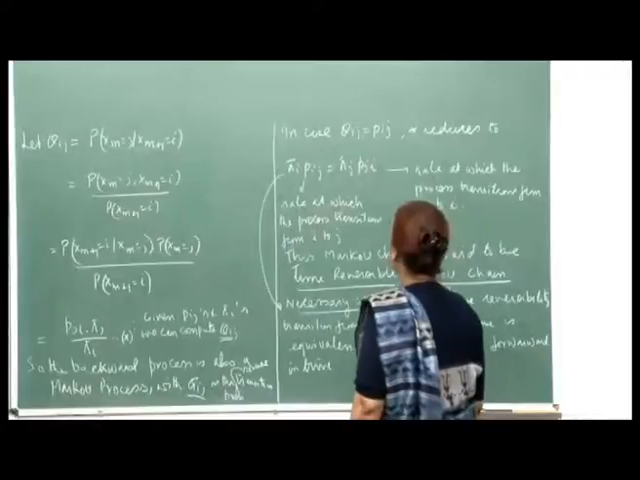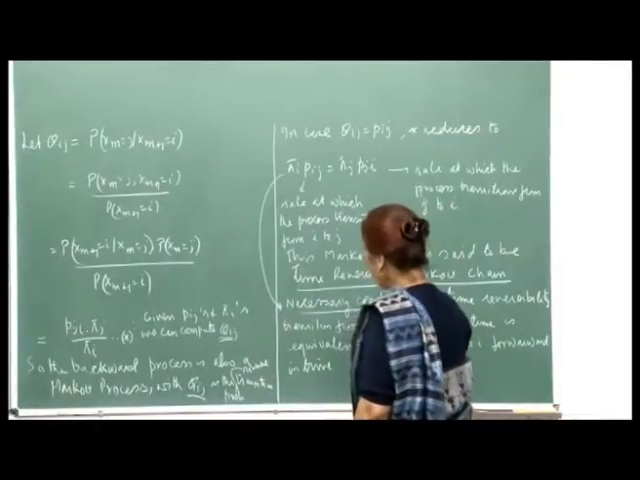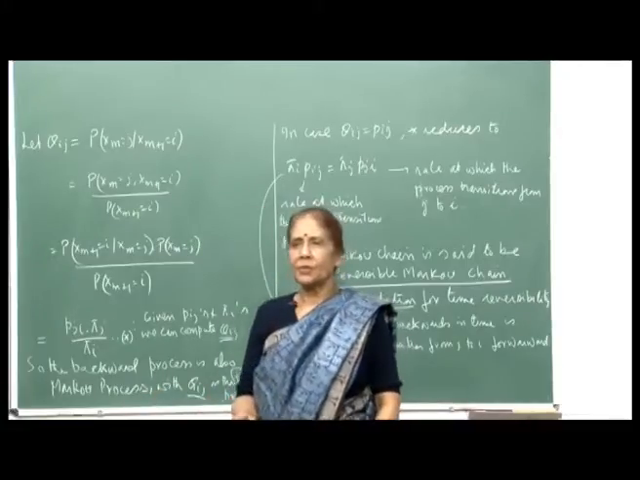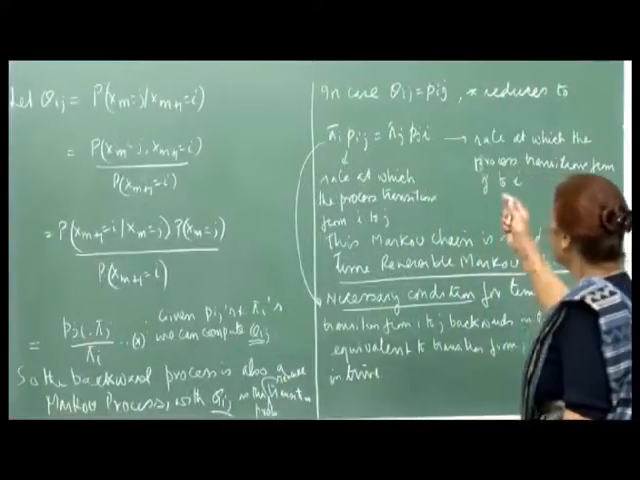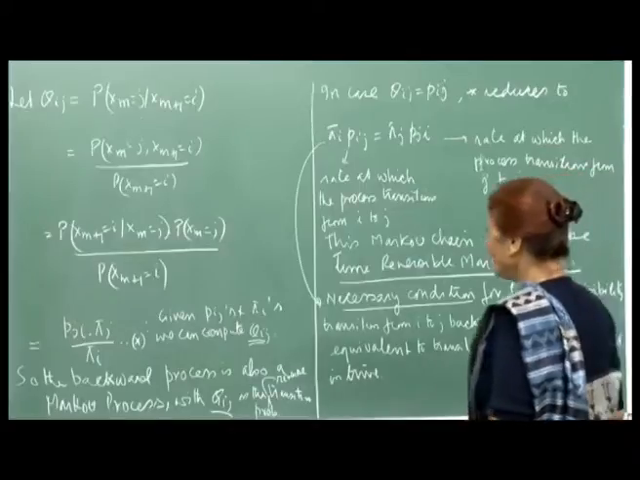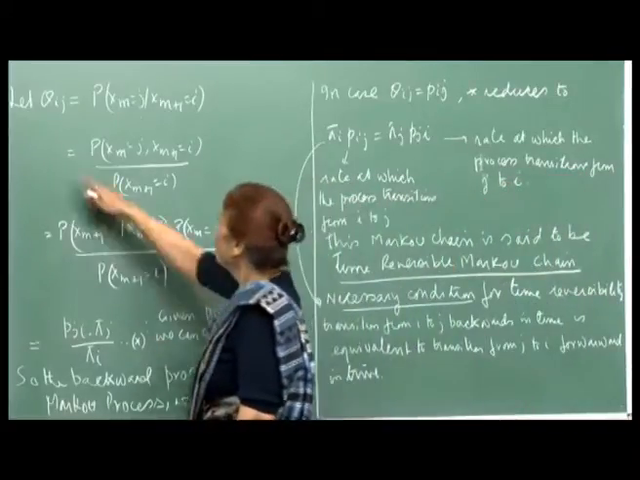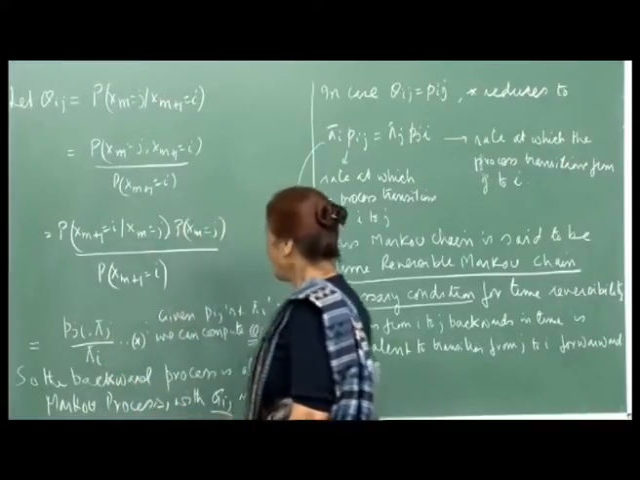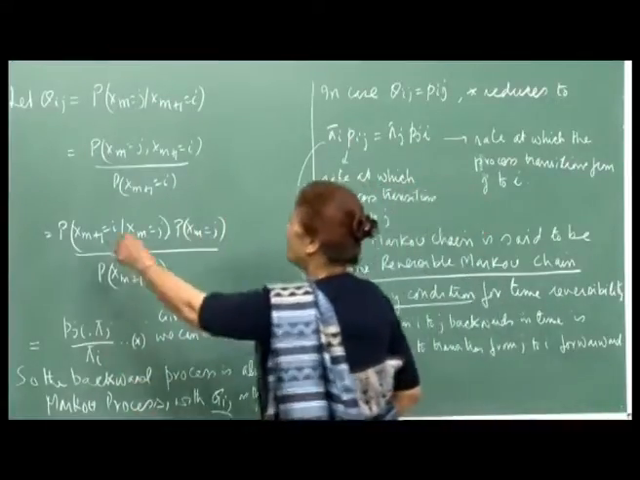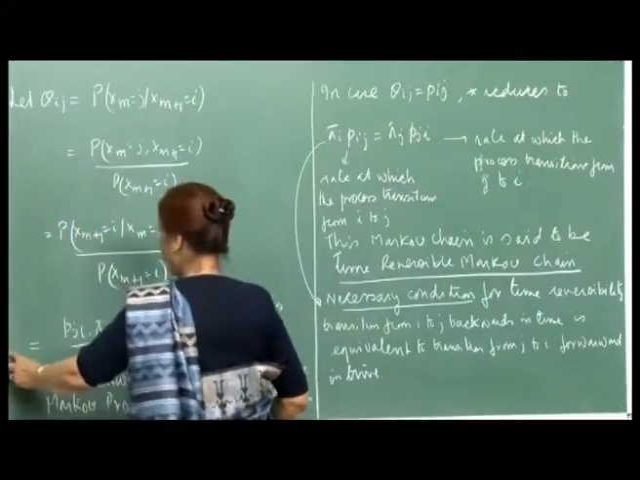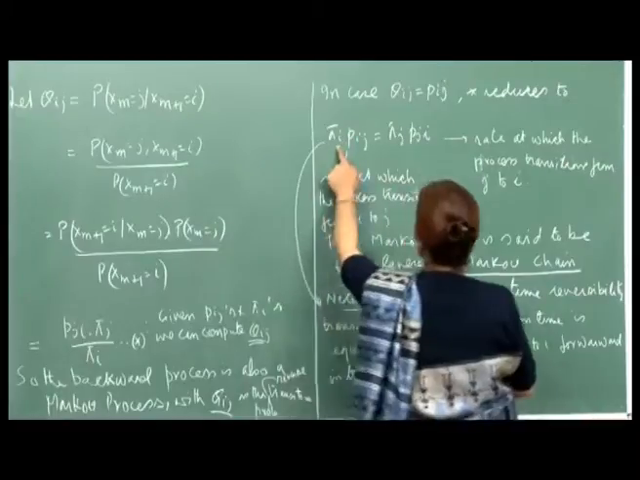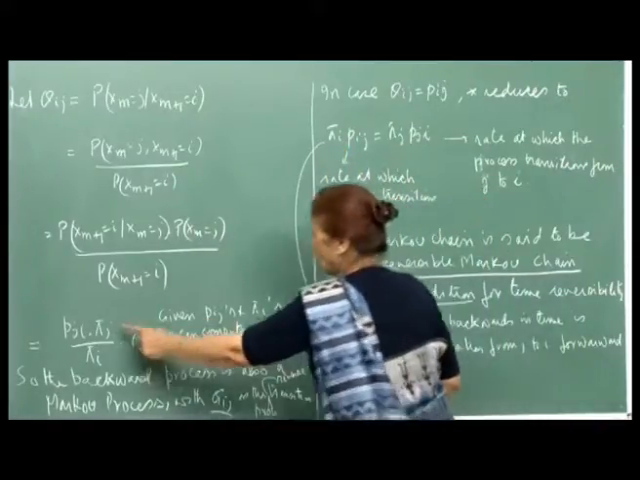Now, the special case is in case q i j is p i j. In case the reverse probabilities are the same as the forward transition probabilities. So, if q i j is p i j, then you see this equation, q i j equal to p j i into pi j upon pi i, reduces to, see, you write here p i j. So, p i j into pi i is equal to pi j into p j i, right.